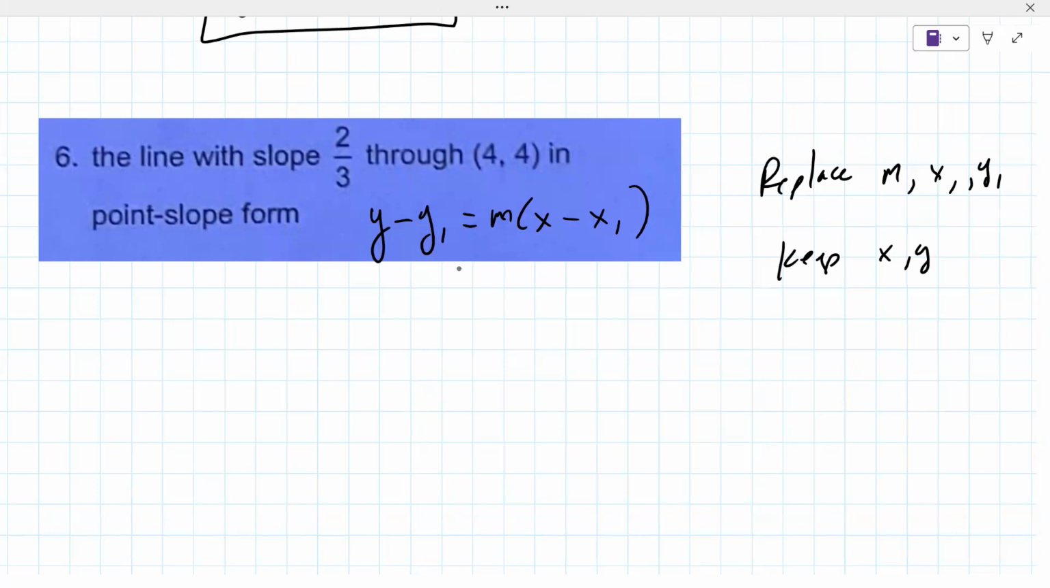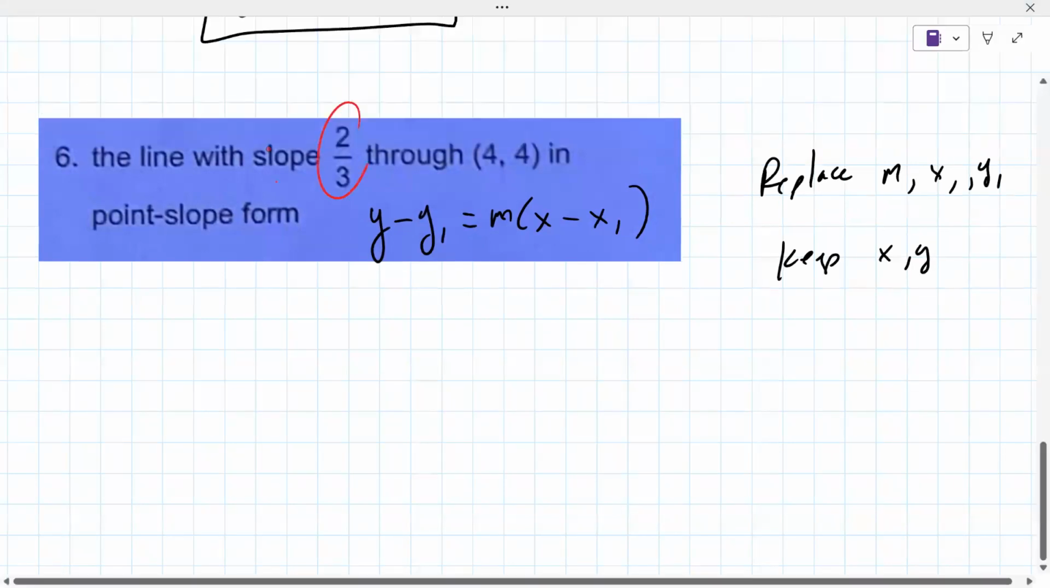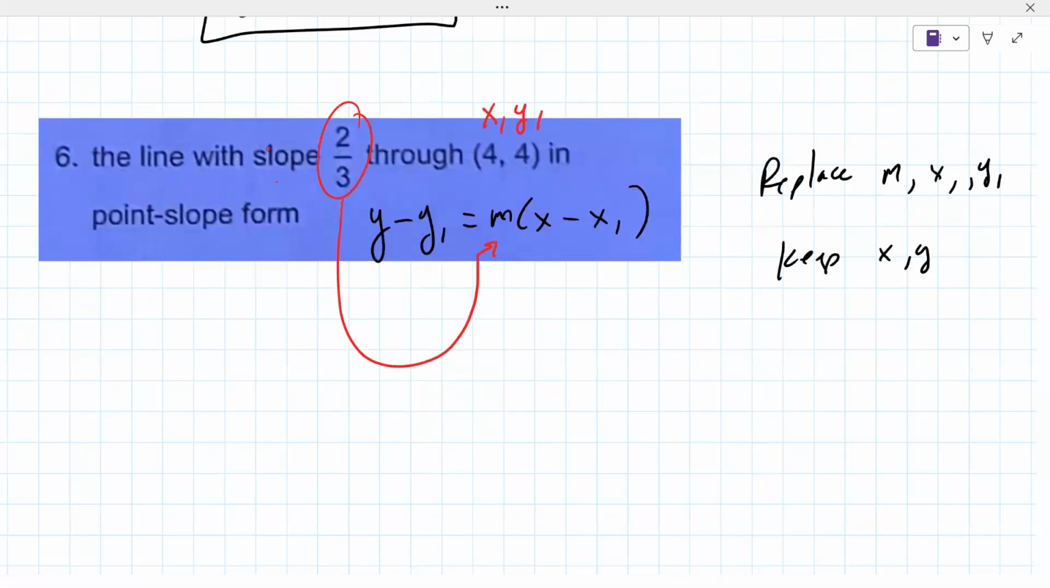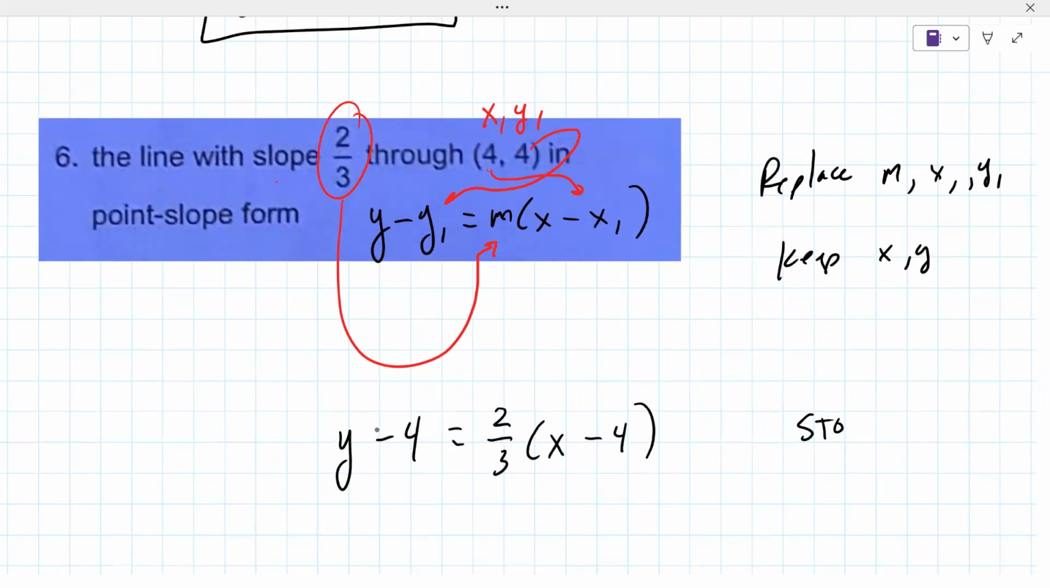Is that okay? Yeah. All right, so that's just a pure definition. Now, did they give you the slope? Yes. They did. And did they give you a point? Yes. So that's your x1, that's your y1. It happens to be the same, which is nice. Usually they're different. So it's just a pure substitution problem. y minus 4 equals 2/3 times x minus 4, like that. So go ahead and write that down and then stop.